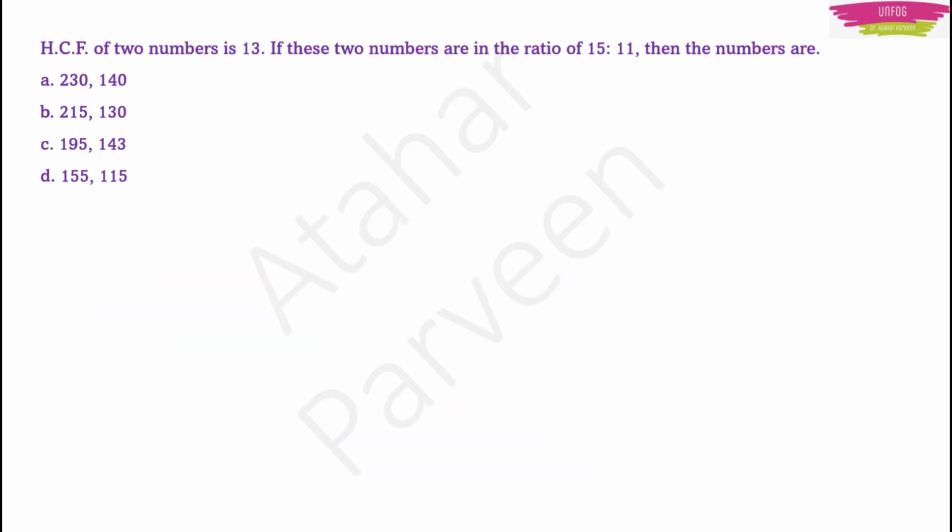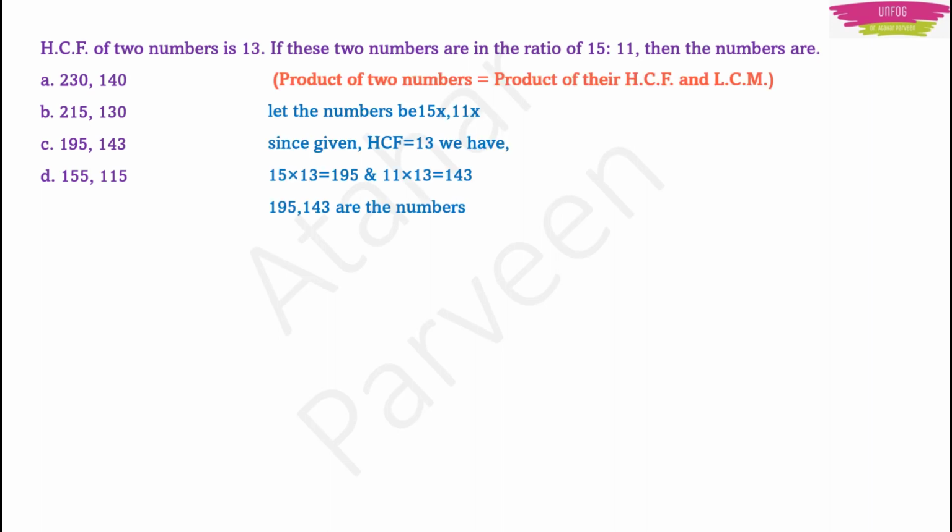Okay. Next question. HCF of 2 numbers is 13. If these 2 numbers are in the ratio 15:11, then the numbers are. Here they have given you HCF and they have given you the ratio of those 2 numbers. Let those 2 numbers be 15x and 11x because they are telling about ratio, right? Now you can multiply 15 with 13, you get one number. Multiply 11 with 13, you get another number. Because product of 2 numbers is equal to product of the HCF and LCM, right? So you will get these 2 numbers.